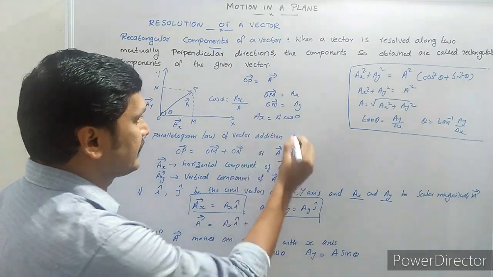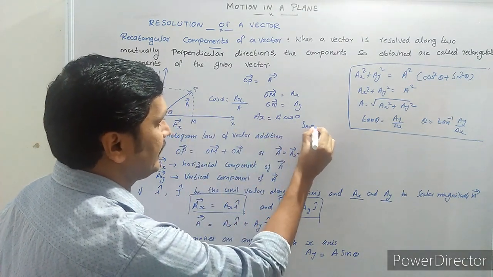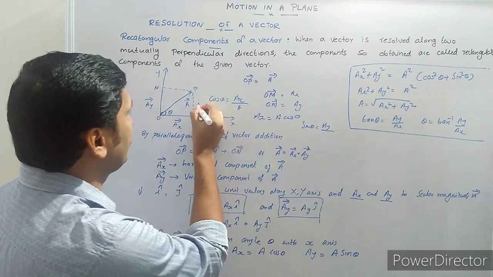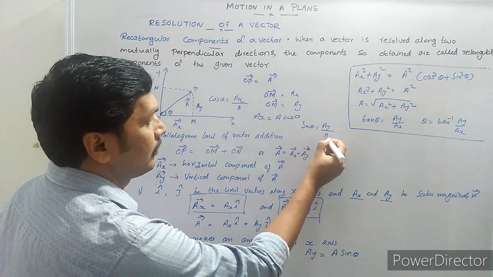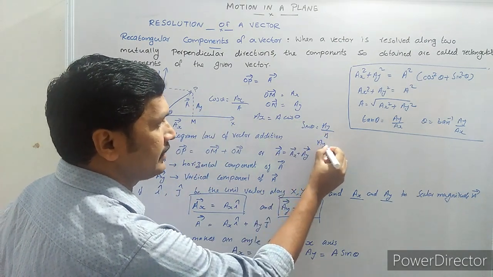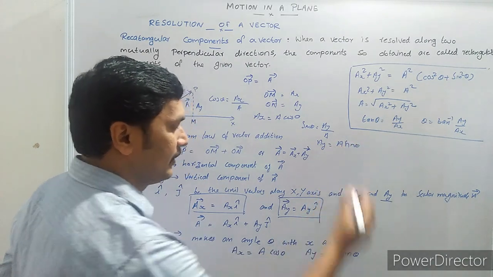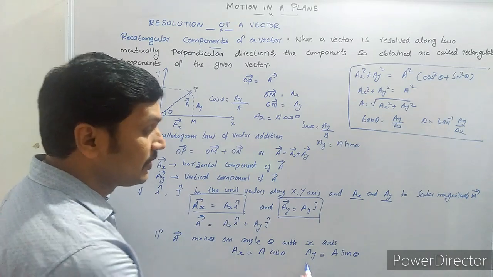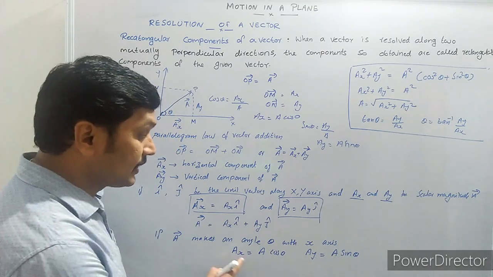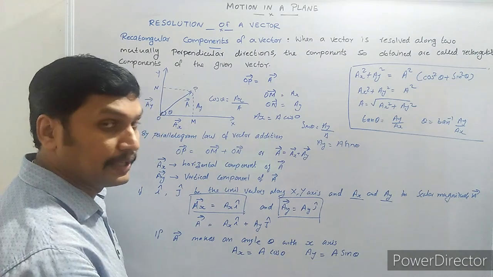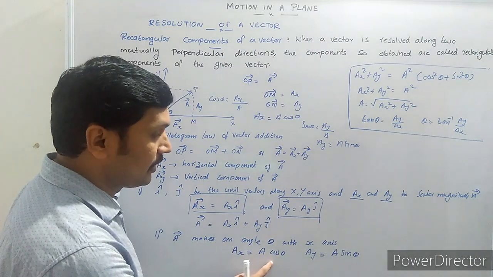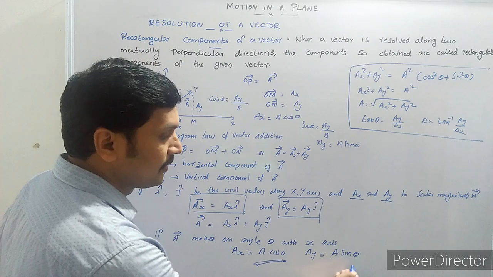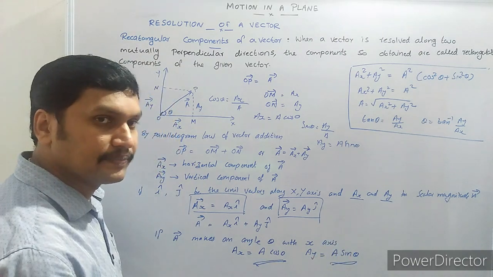Similarly, what is sine theta? From this triangle, sine theta is equal to the opposite side, which is Ay, by A. So Ay is equal to A sine theta. So Ax is equal to A cos theta and Ay is equal to A sin theta. This is the magnitude of the horizontal component, and this is the magnitude of the vertical component.